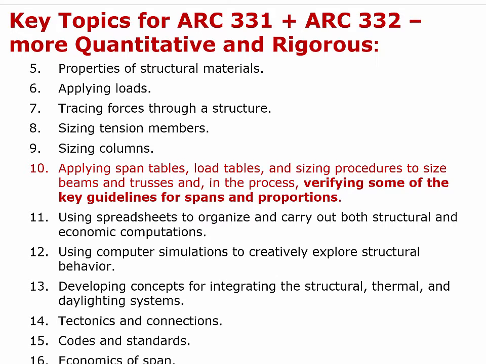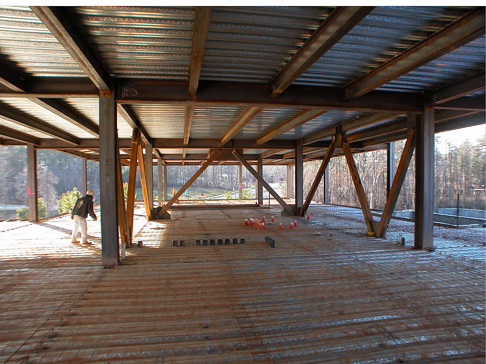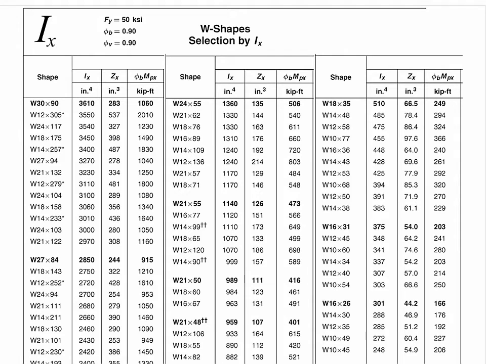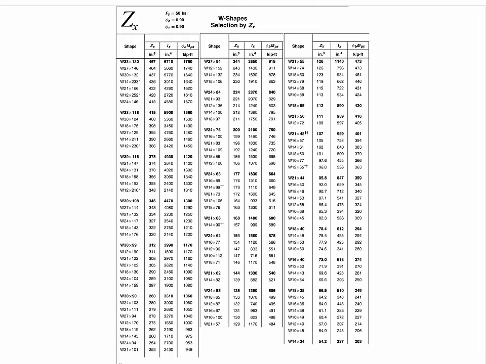After we've sized columns, we're going to apply span tables, load tables, and sizing procedures to size beams and trusses. And as we said, in the process, verifying some of the key guidelines for spans and proportions so that everyone understands in the end where those guidelines came from. So, for example, we'll size wide flange steel beams. We have tables that allow us to figure out what moment of inertia is necessary, and we can find the lightest beam with an adequate moment of inertia to be stiff enough to be serviceable as a floor beam or as a roof beam.